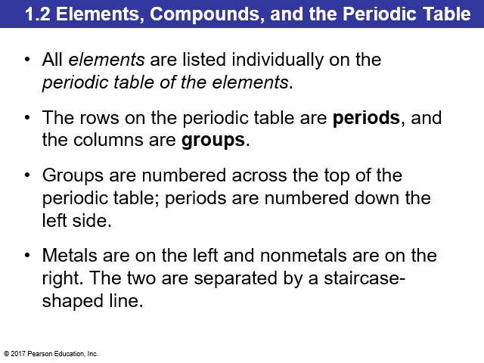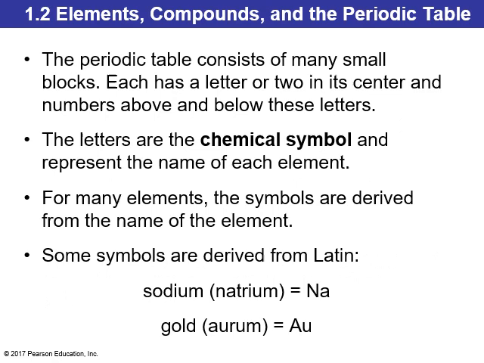Metals are going to be on the left of the periodic table of the elements, and nonmetals are going to be on the right. Those two are going to be separated by this staircase-shaped line, which I'll show you when we get to the picture of the periodic table in a second. So the periodic table has all of these blocks, and each block represents one of the elements. Inside those blocks, you're going to have a letter symbol. Sometimes you'll have the name of the element below the letter symbol as well, and there's going to be some different numbers in there as well, so we'll talk about what those numbers mean in a little bit.